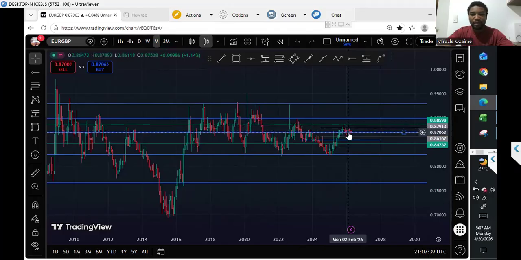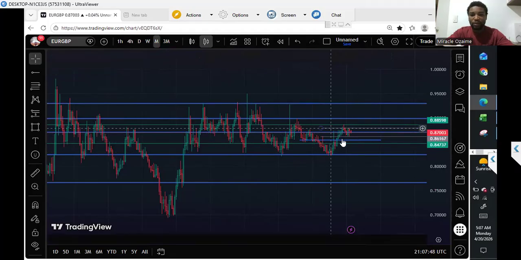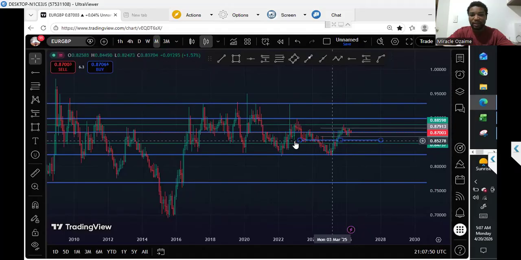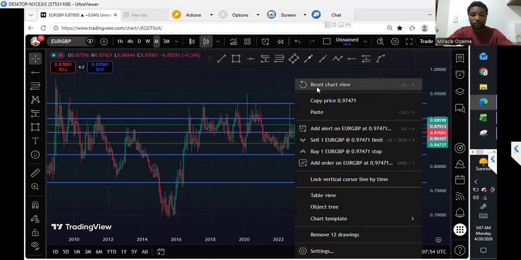But the market has refused to respect the shoulder level, and it looks like the market wants to continue going downwards. Why? Maybe to come and test this shoulder, the original shoulder region, which is quite possible as well.